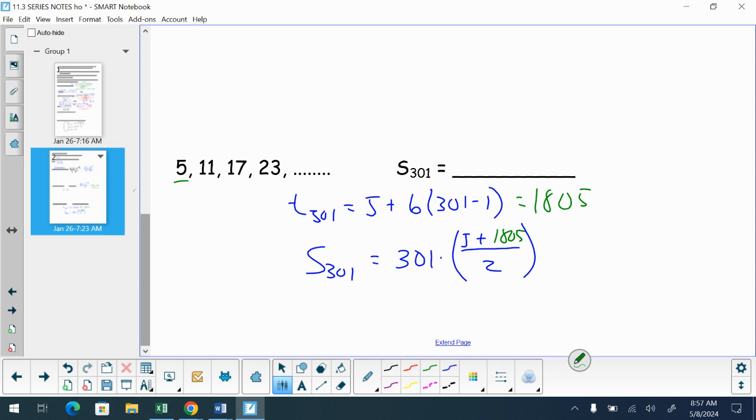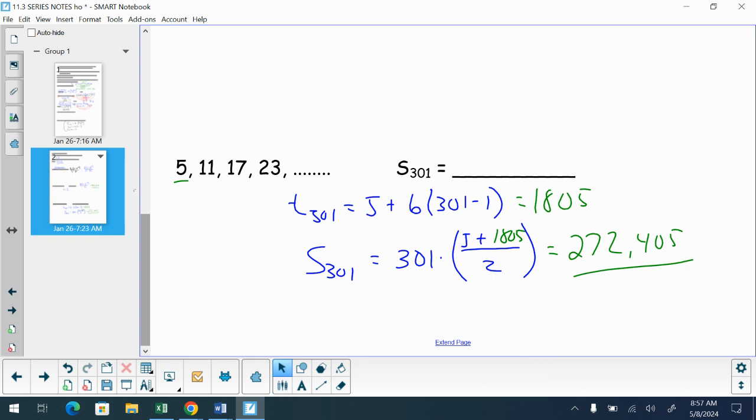We can average that with my first term. So we add it to 5, divide by 2, then multiply by 301. Alex, what do you get for a solution? 272,405. Good with that number? Once again, if you needed to, you could add up 301 terms, but that's a lot of terms to add up.